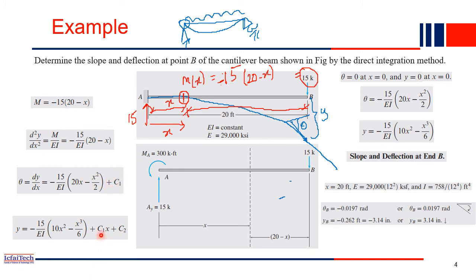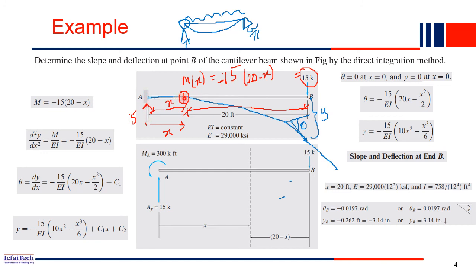But we do not want c1 and c2. We want some value, right? So how to compute the c1 and c2? So we have to employ the boundary condition. What is boundary condition? Boundary condition means at a, what is the slope? At a, slope is 0, right?